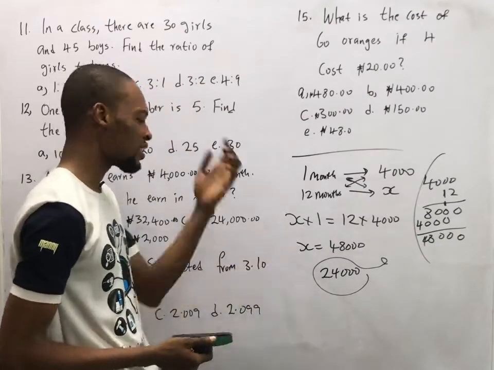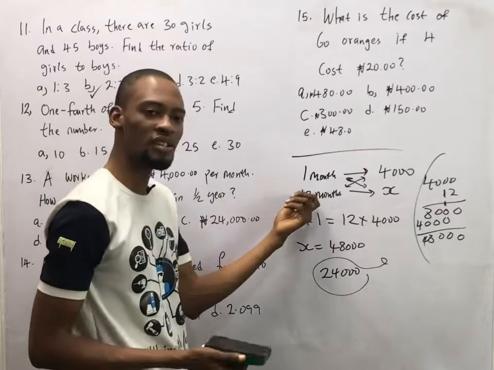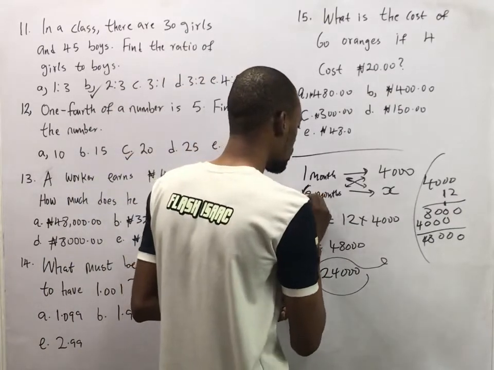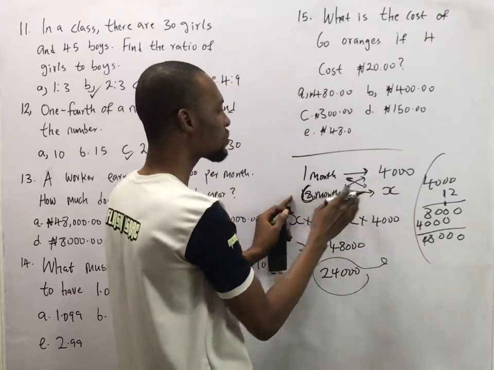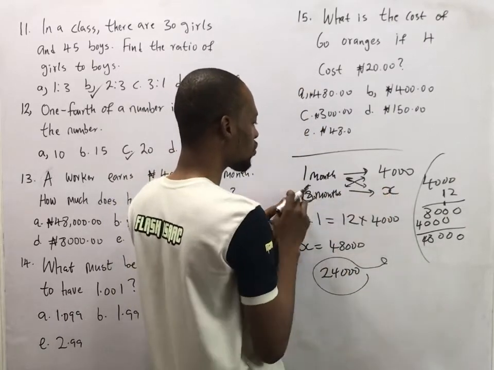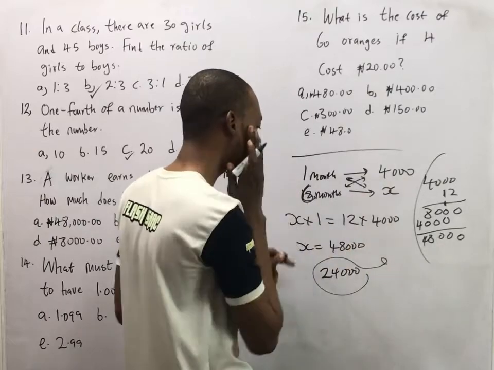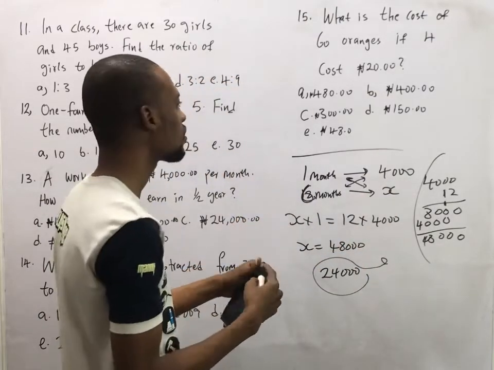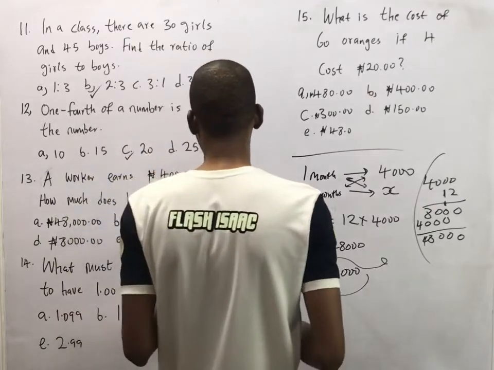Another way to solve it is, half a year is simply 6 months, right? So we can come here and say 6 months is equal to S. If 6 months is S, then S is equal to 6 times 4,000, which will give you 24,000. So you can do it in many ways. That's how to go about this.